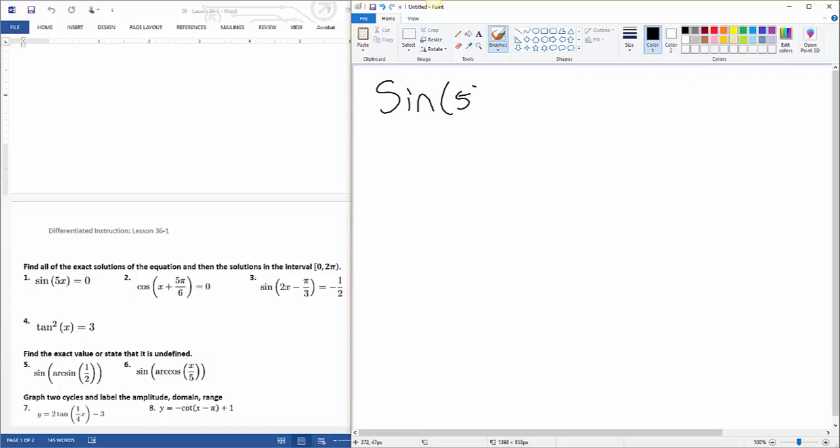So on this first one, it says sine of 5x equals 0. And when we were solving these trig equations, we said we needed to isolate the sine or cosine value or any of those things. Well, in this instance, it is isolated. So then I can take the sine inverse to both sides. And then I get 5x equals the sine inverse of 0.